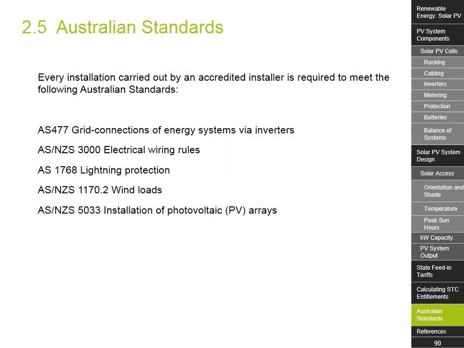Every installation carried out by an accredited installer is required to meet the following Australian standards: AS 4777, Grid Connections of Energy Systems via Inverters; AS/NZS 3000, Electrical Wiring Rules; AS 1768, Lightning Protection; AS/NZS 1170.2, Wind Loads; AS/NZS 5033, Installation of Photovoltaic PV Arrays.